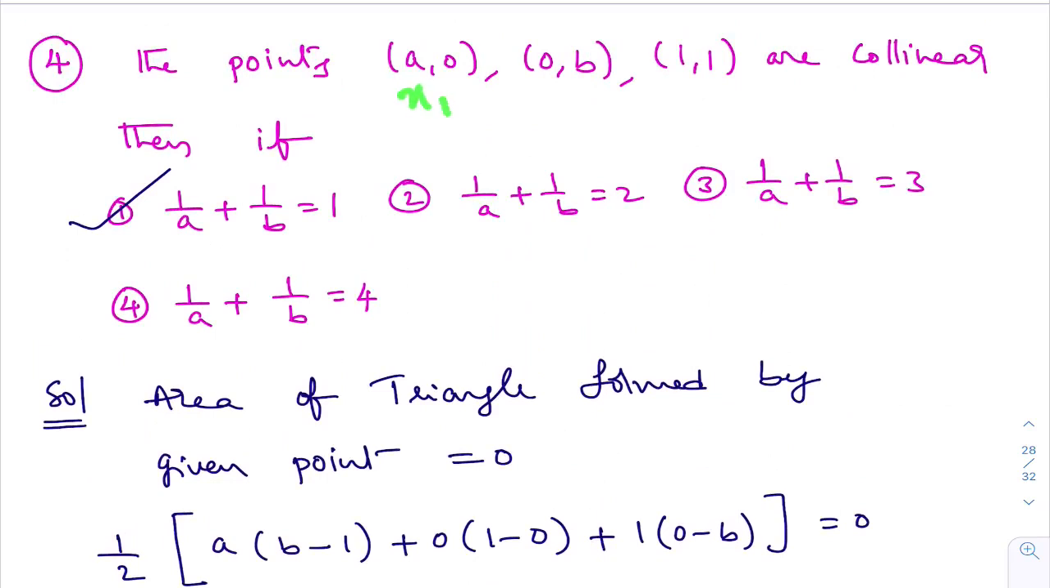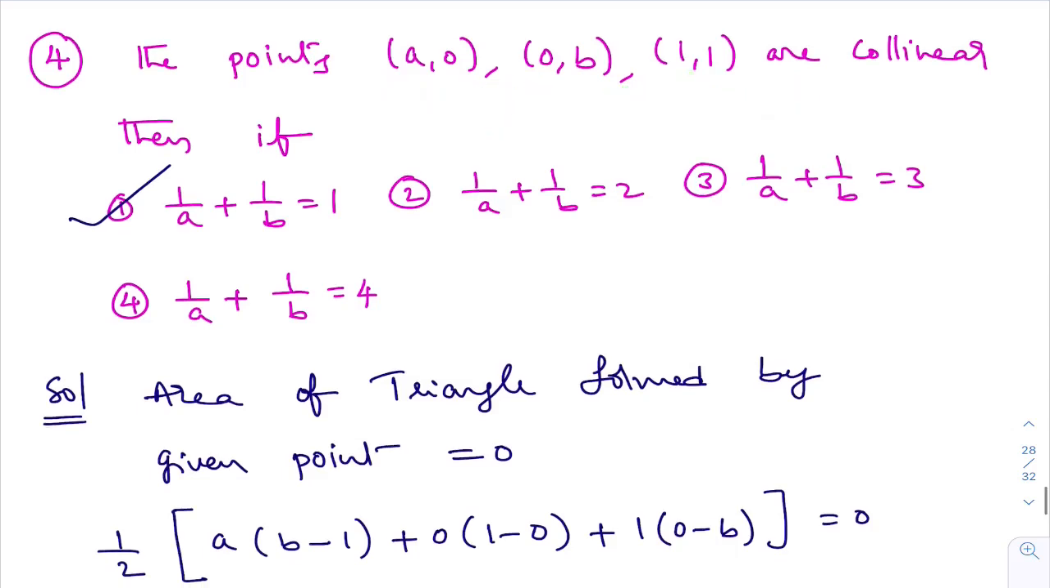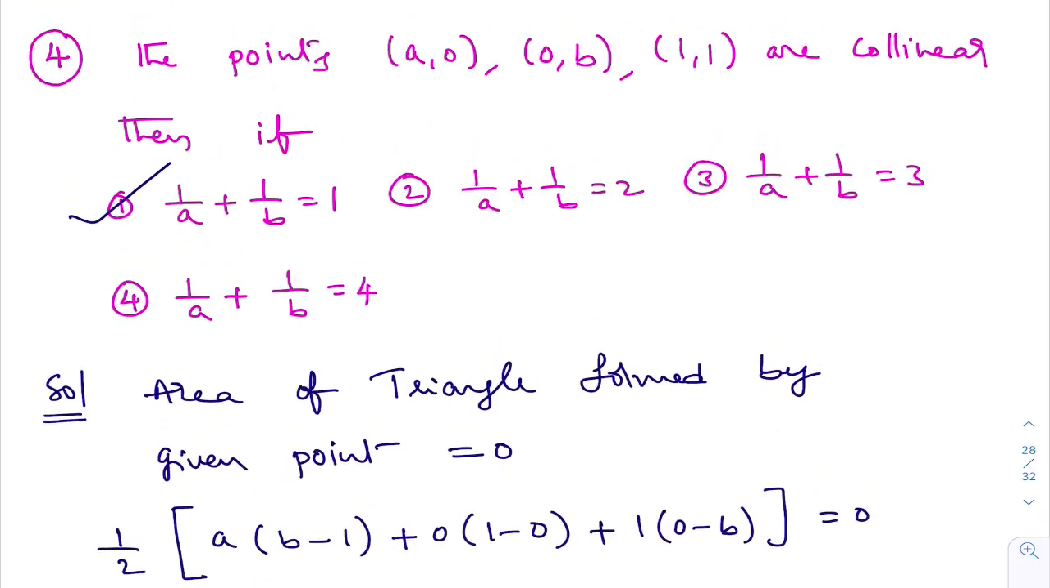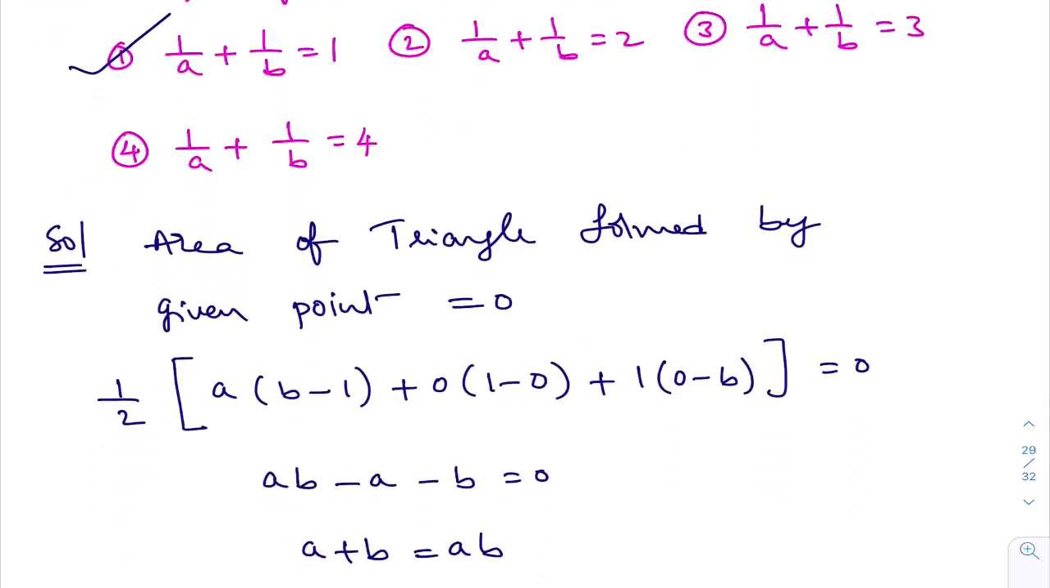I'll take this as x1 y1, this as x2 y2, this as x3 y3. You learned how to calculate the area of a triangle in previous classes also. Just apply those values, these points. In place of x1 y1 you write this, in place of x2 y2 you write this, in place of x3 y3 you write this. After substituting, you have 1 by 2 there; you take 2 to the right hand side, it will become 0.